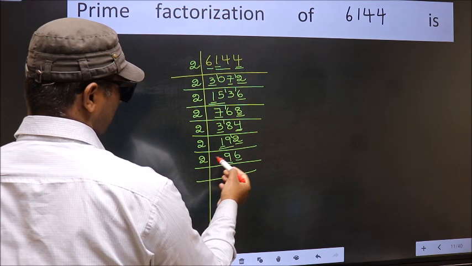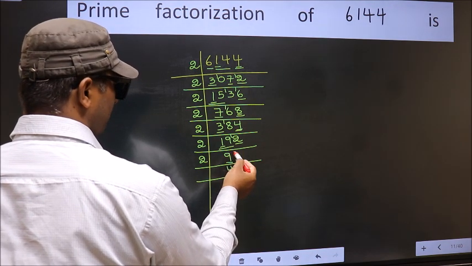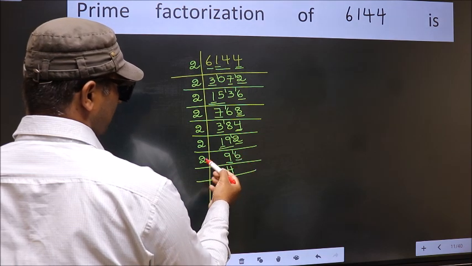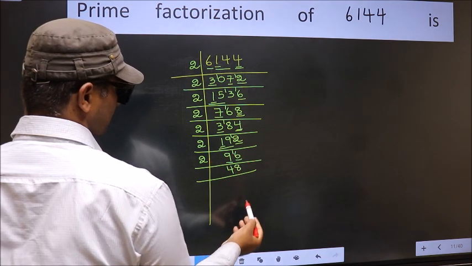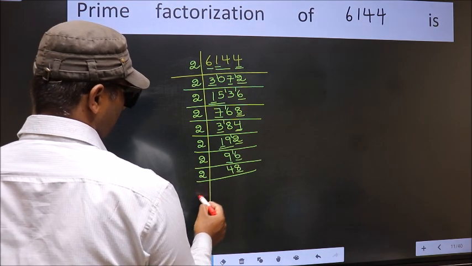First number 9, a number close to 9 in the 2 table is 2 fours 8. 9 minus 8, 1, 1 carried forward 16. When do we get 16 in the 2 table? 2 eights 16. Now the last digit 8 is even, so take 2.